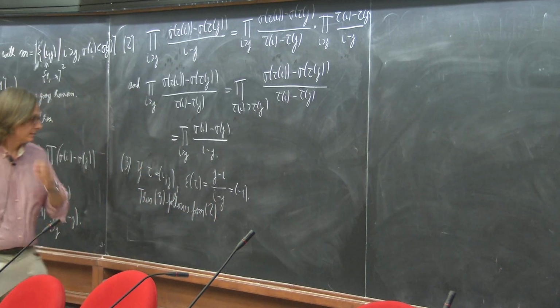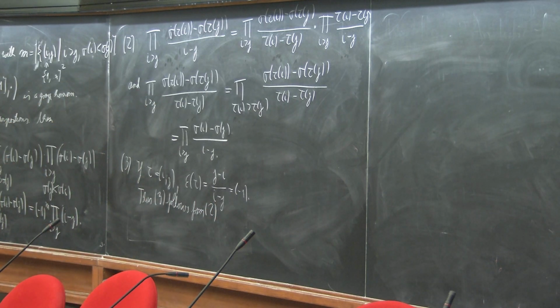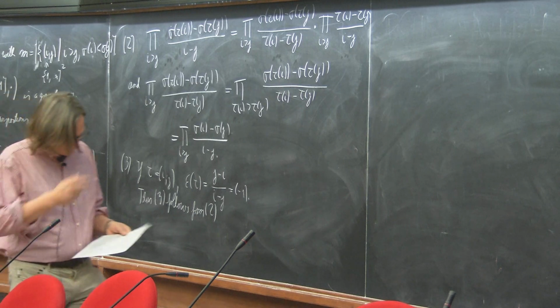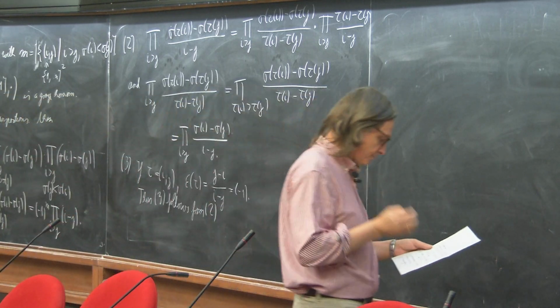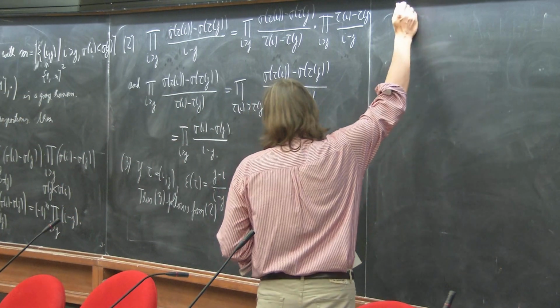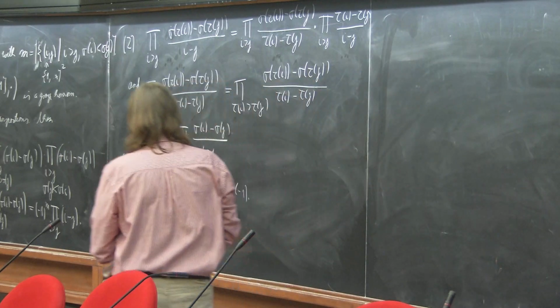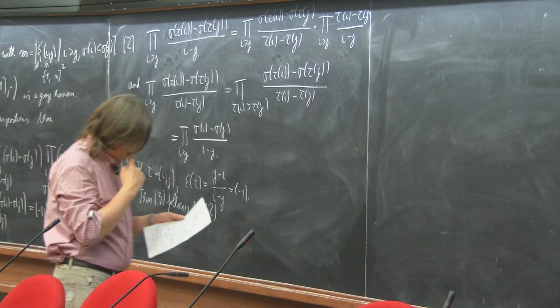No, if I write this as a product of transpositions, for each of them I get a factor minus 1, and then that's it. So this was the sign of a permutation. And once we have the sign, we can talk in particular about even permutations.